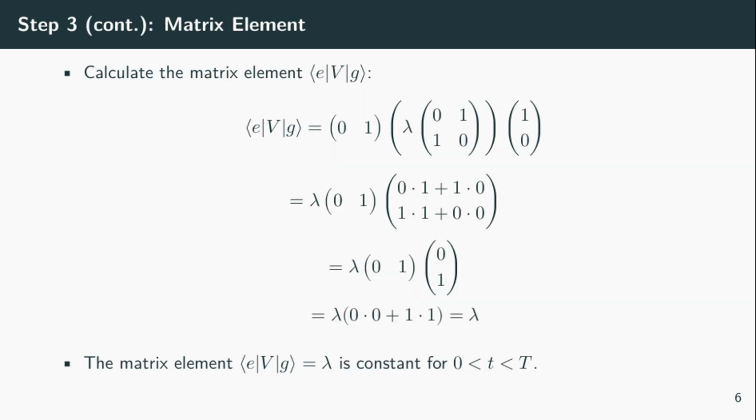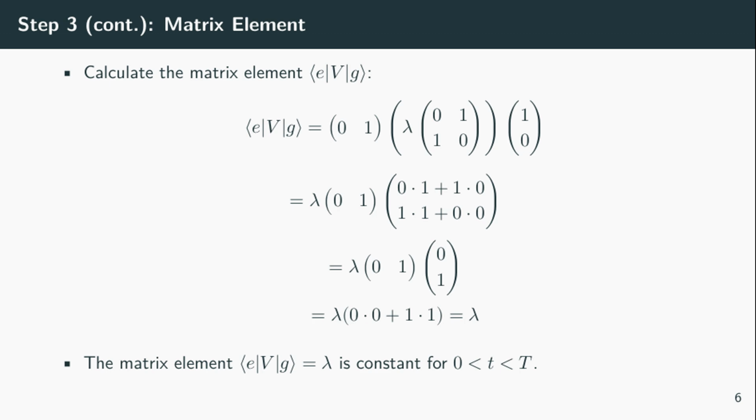We need to calculate bra e V ket g. This is the row vector (0 1) times the matrix lambda times (0 1; 1 0) times the column vector (1 0). We can factor out lambda. So it's lambda times the row vector (0 1) times the matrix multiplication result of (0 1; 1 0) with the column vector (1 0). Doing the matrix multiplication, 0 times 1 plus 1 times 0 is 0 for the first row, and 1 times 1 plus 0 times 0 is 1 for the second row. So we get the column vector (0 1).